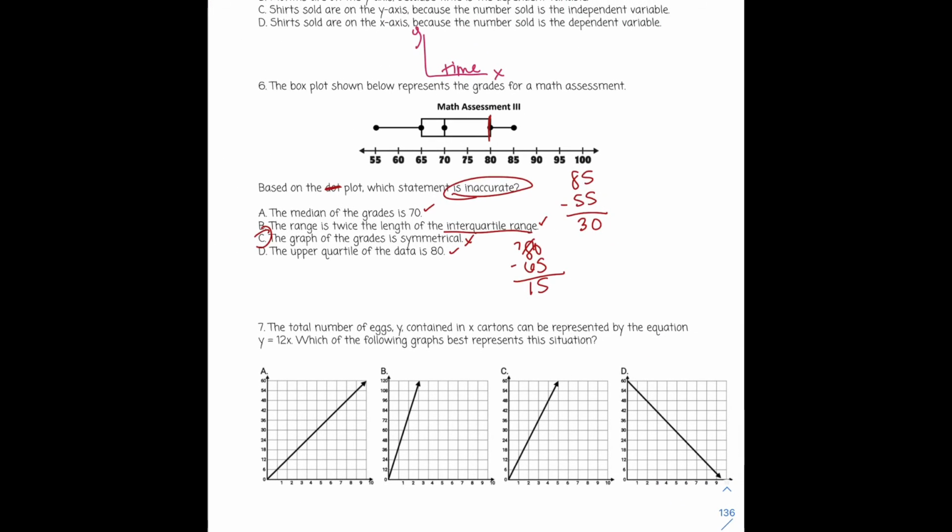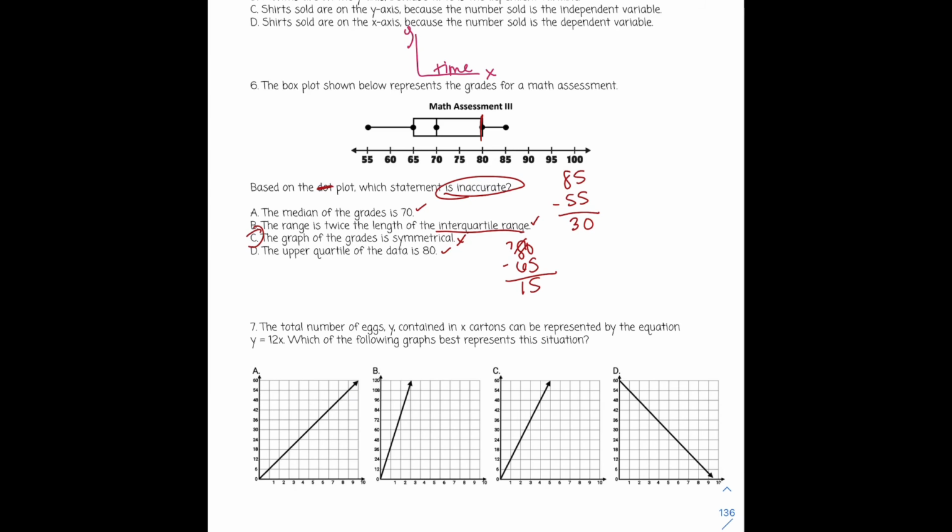And lastly, number 7. The total number of eggs Y contained in X cartons can be represented by the equation Y equals 12X. Which of the following graphs best represents the situation? Okay, this is a multiplicative relationship, so you know it has to go through the origin. That takes out D. It is not going through 0, 0. So now we can create a table and have our X and Y points. So if we know to get from X to Y, we are multiplying by 12. That means if X is 0, Y is 0. That tells us it goes through the origin.